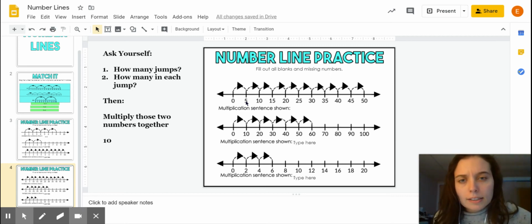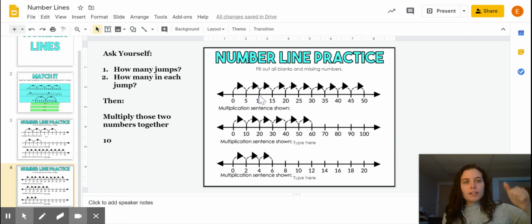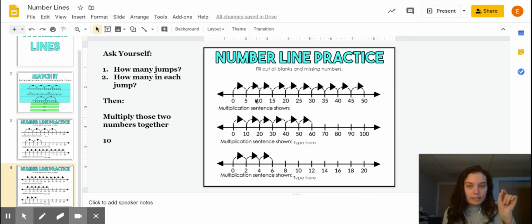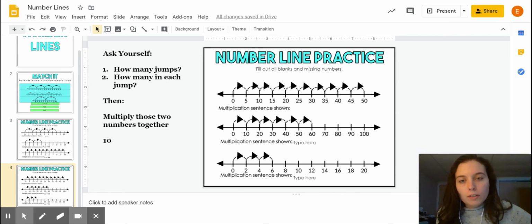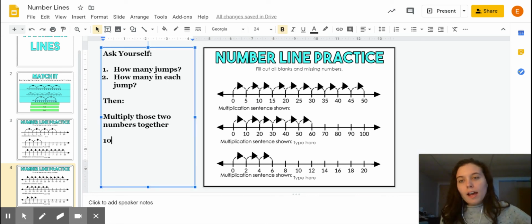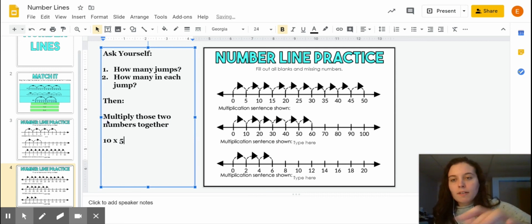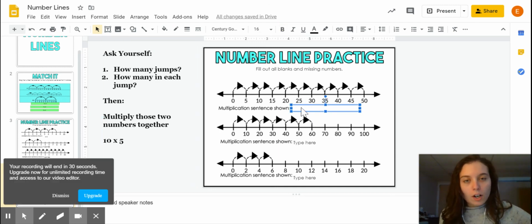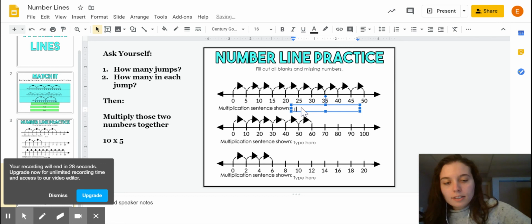Let's double check. The next one goes from 5 to 10. Well, let's think 5 to 6 to 7 to 8 to 9. Oh, to 10. So it looks like in every single one of those, even though there are no little lines, there is 5 in each one for the top one. So then what do we do? We multiply those two numbers together. So 10 times 5. By the way, that's all you need to write here.